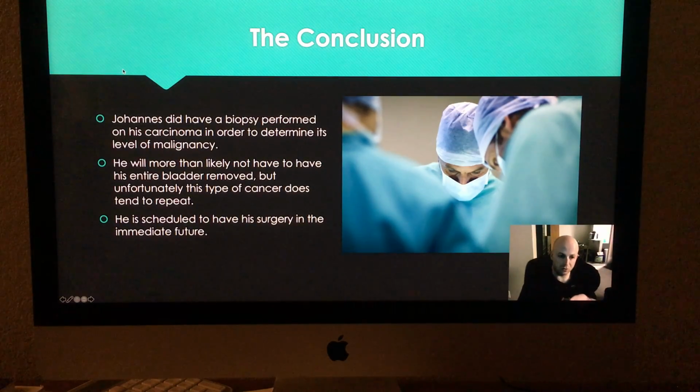So, in conclusion, Johannes did have a biopsy performed on his carcinoma to determine its level of malignancy. He will more than likely not be having to have his entire bladder removed, but one of the things about this type of cancer is it does tend to be repetitive. He is scheduled to have his surgery in the immediate future.